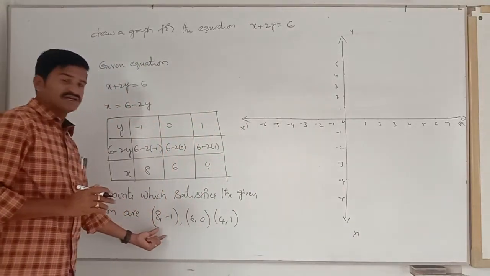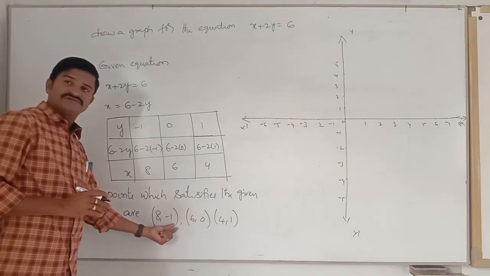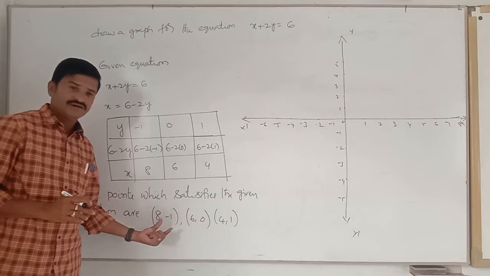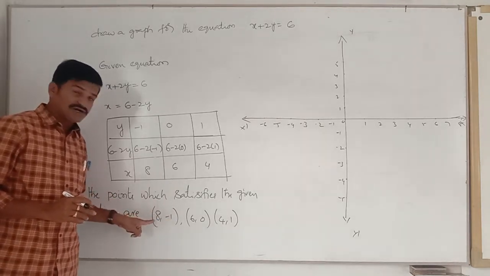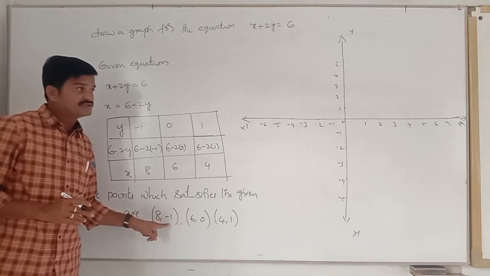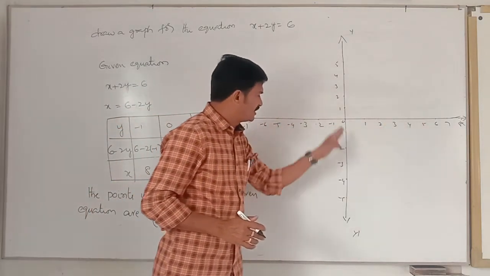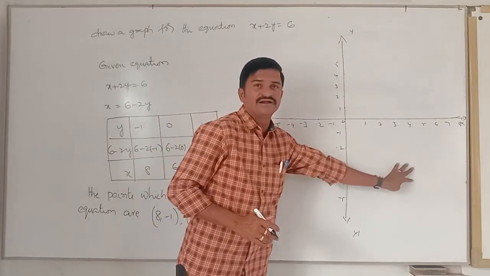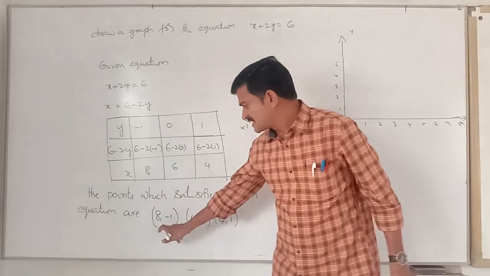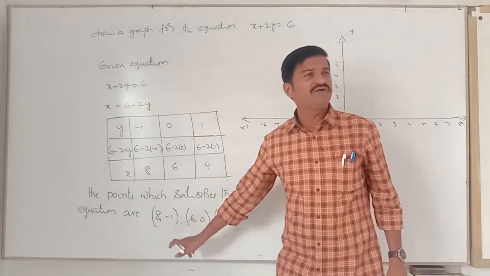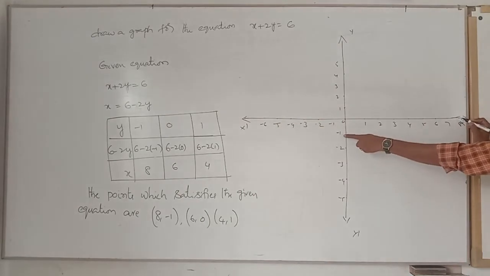First point is what, my children, here? 8 comma minus 1. 8 comma minus 1 means plus and minus. This point lies in which quadrant? X is positive, y is negative. That means which quadrant? Quadrant 4. The plus comma minus point lies in quadrant 4. Where is it? X is 8 and y is minus 1.